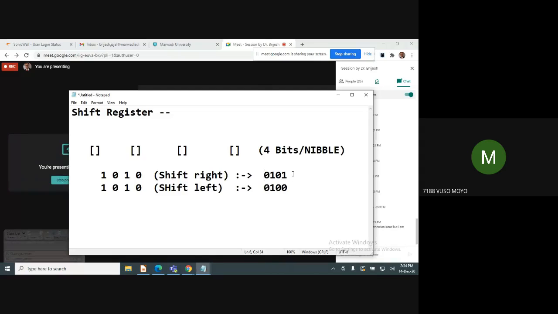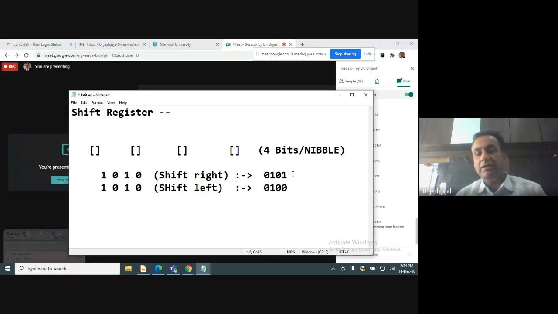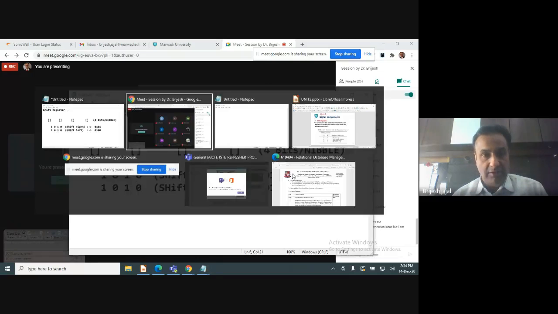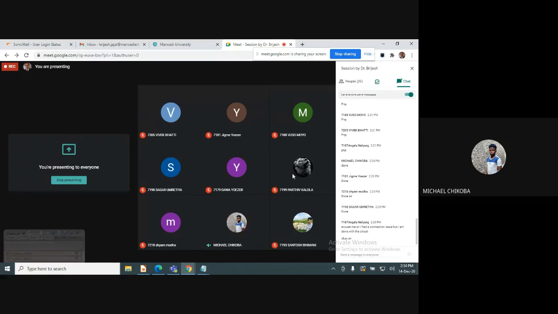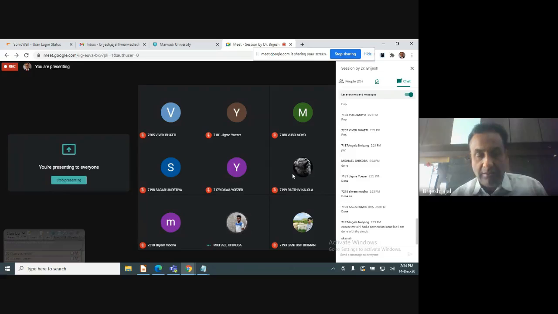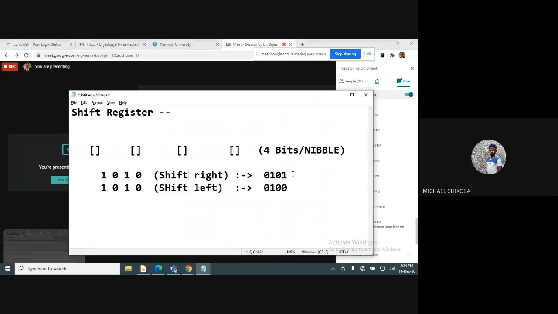See if this is clear to you. I'm just pushing it. Let me confirm the whole class, not only one or two. Everybody understood this? How I'm shifting on left and how I'm shifting on right? Or is someone having any doubt? Yes, Michael. Shall I explain again? Yes, try to explain again the shift to the left side.